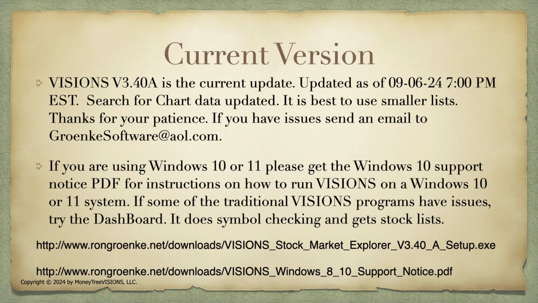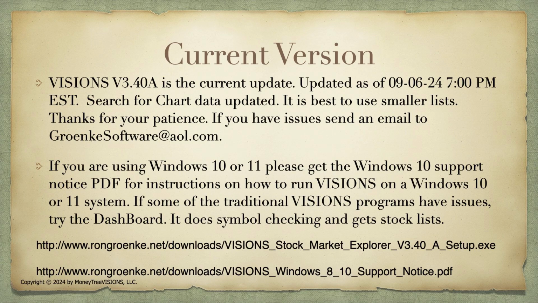The current version is A. It was updated September 6th. The search for chart data was the portion of the program that was updated. If you're ever having problems running Visions, please get in touch with us. Make sure that you're using version A.